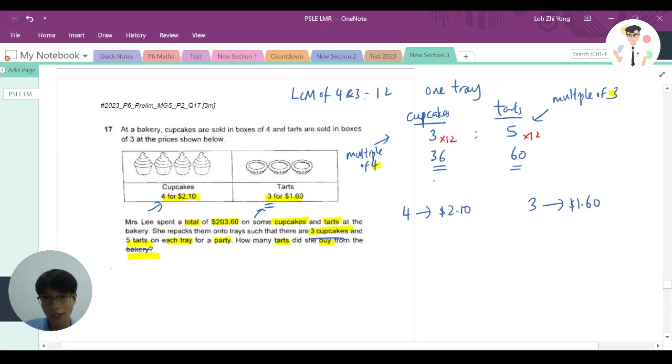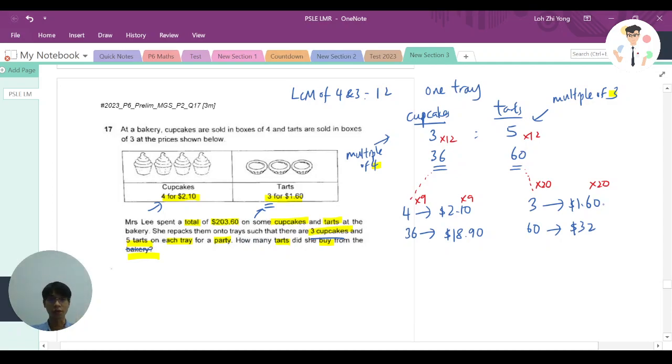So 4, how to become 36? Okay, let me just show this. 4, how to become 36? This one, I know it's times 9, so I times 9 here. 3, how to become 60? Times 20, so I times 20. So it will be exactly what, according to the tray, okay? So it will be 36 to, just press on the calculator, you should get $18.90. Then here will be 60, which is $32.